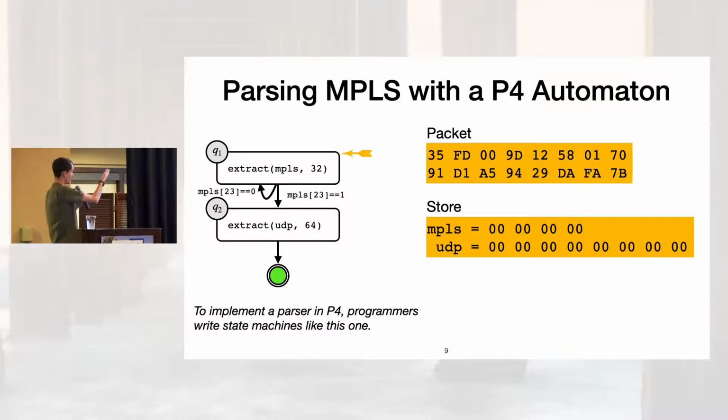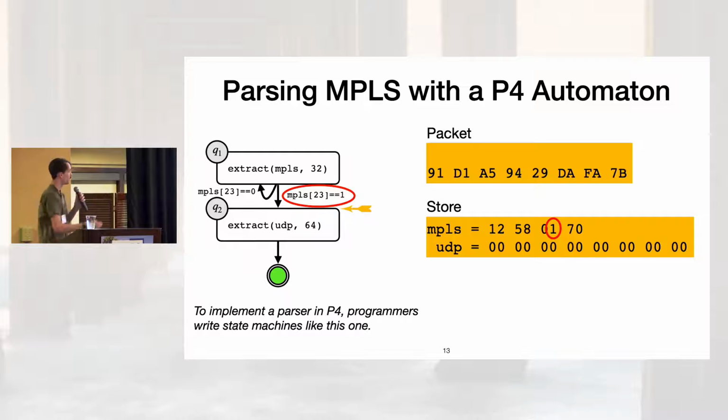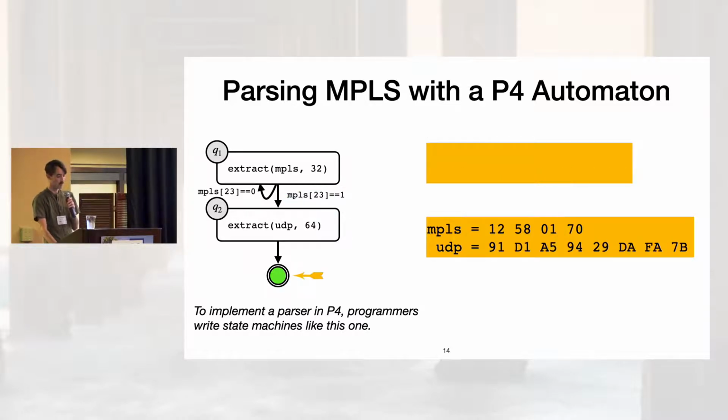And the way it works is you start in the start state with your packet, and you have this store of variables you're going to populate with data from the packet. So this will first read 32 bits from the MPLS header into the MPLS variable, and then it will branch on the bottom of stack bit, which is the 24th bit. For this first one, it's 0, so it'll keep parsing, and it'll keep parsing until it sees a 1. So the second one is a 1, and you transition to the next state. And then you read your UDP header, and you accept the packet. This green state is the accepting state of this state machine.